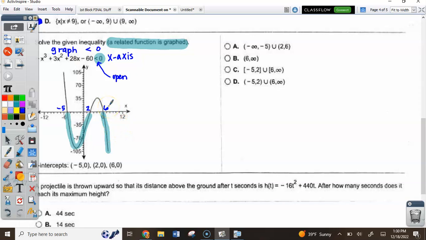So if you come over here to the answer solutions, you can mark out B. You know that it's not C because it was an open. And then now looking at your answer choices, you know it's D because it runs from -5 to 2 and 6 to infinity. So that's 16.